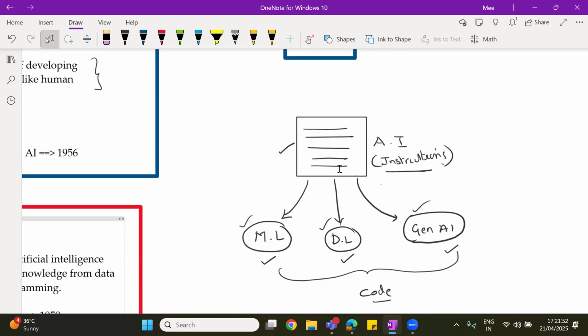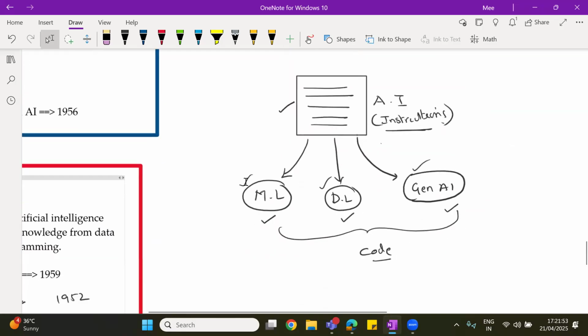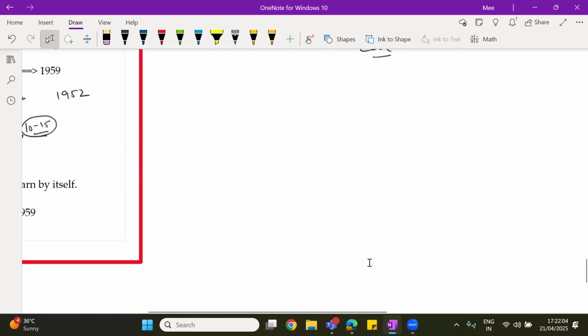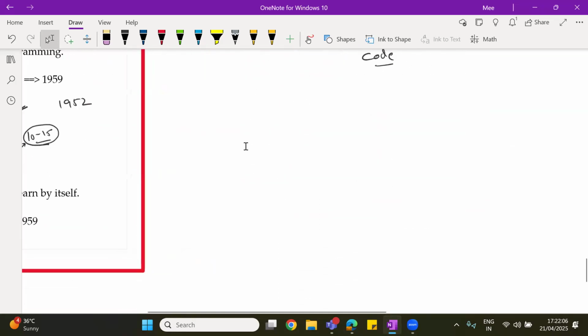The same way, AI is nothing but the rules for how to develop intelligent machines. But how is it actually developed? It is developed with the help of ML, machine learning, DL, deep learning, or generative AI. These three ways, they are implemented. Okay.